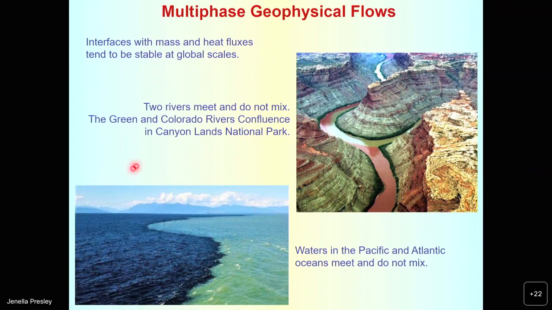And the other example is when two rivers meet and do not mix. It's the confluence of the Green and Colorado rivers in Canyonlands National Park, which is a phenomenon also known for a very, very long time. So our theory actually explains this phenomenon because one of our conclusions, as I mentioned earlier, is that the interface is globally stable unless it is forced to destabilize.